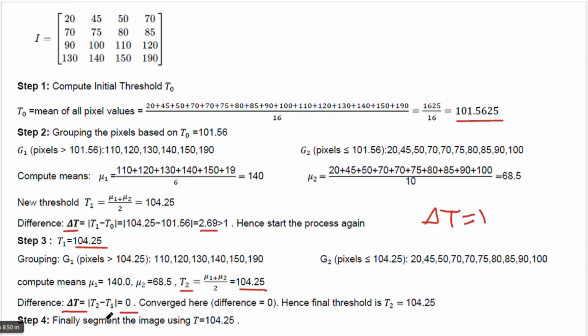The difference is 0, which is less than 1, meaning there is convergence, hence take the final threshold as 104.25. Why have we chosen this? Because at this threshold value the difference becomes 0, so this becomes the final threshold. Now segment the image using this threshold. So this is about basic global thresholding.